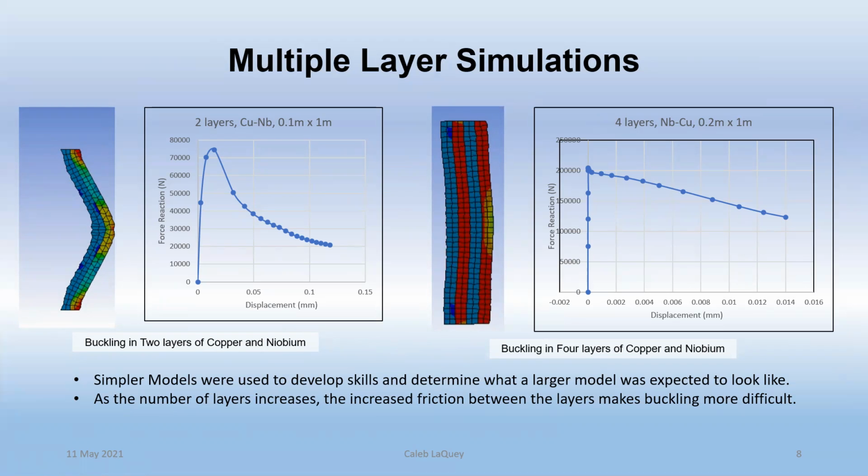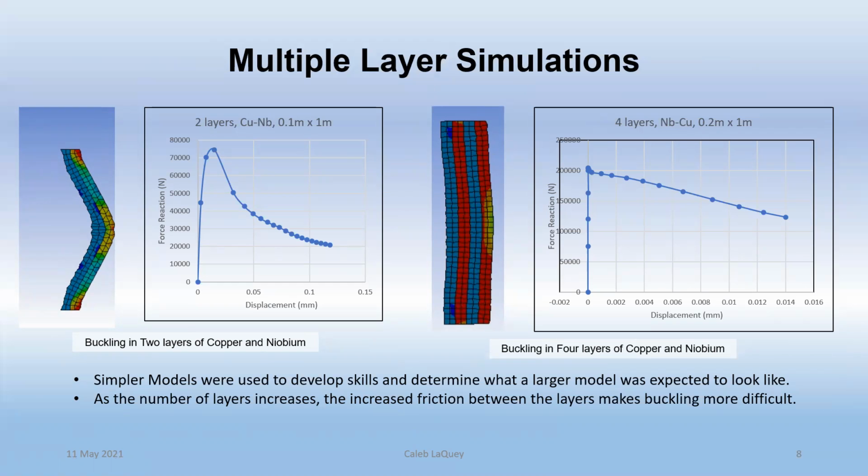Simpler models were used to develop the skills and to determine what a larger model would be expected to look like. As the number of layers increases, this increased the friction between layers, making the buckling more difficult. This was already described as the main mechanic that prevents buckling once you get to a certain amount of layers. Now, additionally, once we did this, we would just keep on adding and adding layers. And so we were informed that this would definitely take too much time.